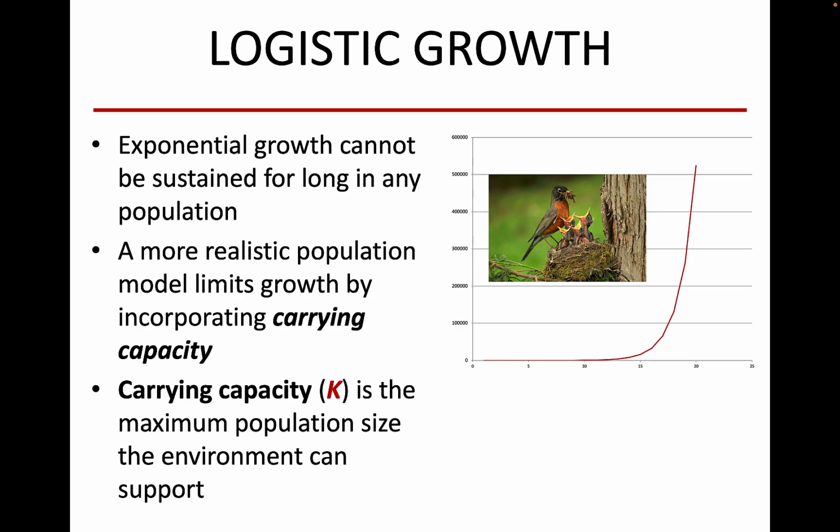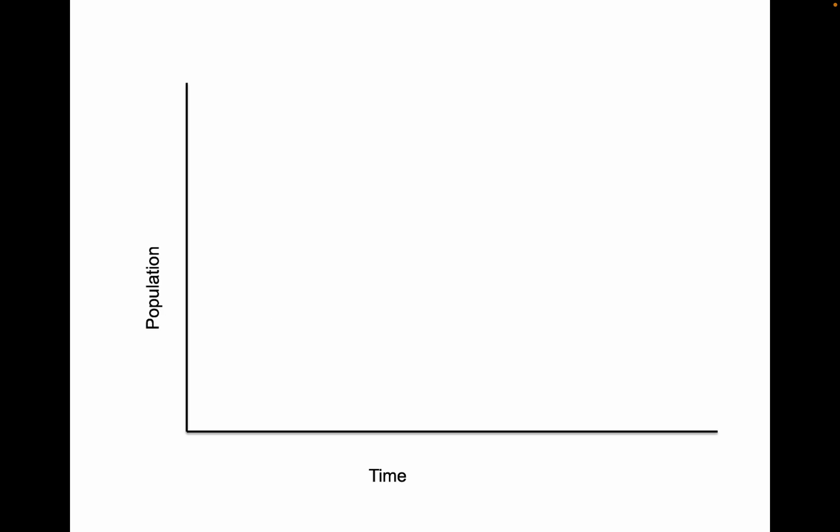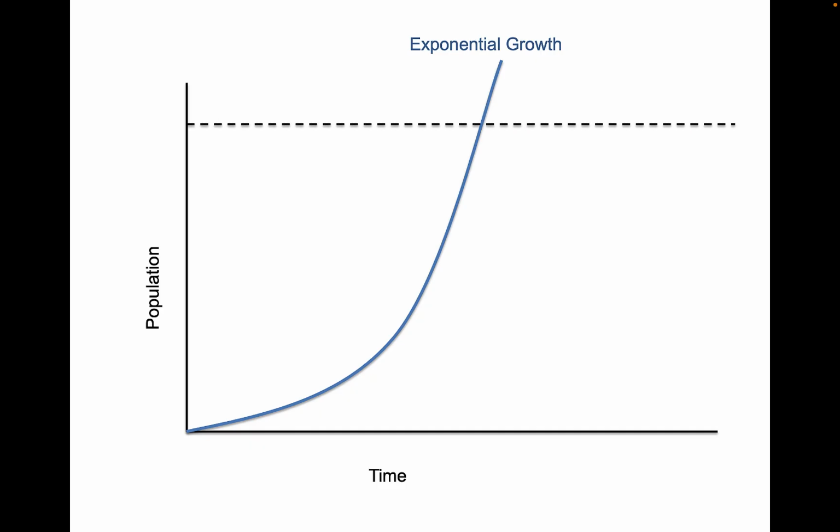So if we look at population growth and we look at our exponential growth, we saw that it increased at an ever faster rate over time. But if there's a carrying capacity in that population, a limit on what the environment can support, then what we might expect is that the population will go up toward that limit and level off.